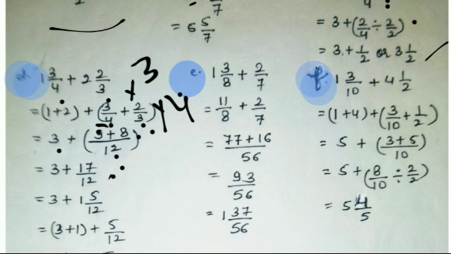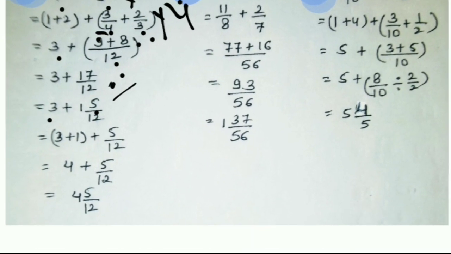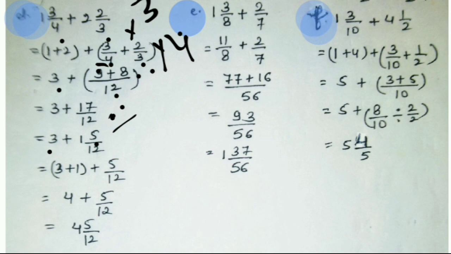So this we will first convert to a mixed fraction. 12 ones are 12, then 13, 14, 15, 16, 17, so 5 will come as a remainder. So 3 plus 1 is 4 plus 5 by 12, we can write as 4 5 by 12. Two more questions I have solved here. You can go through them once.